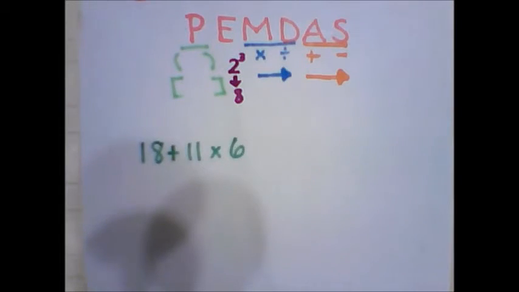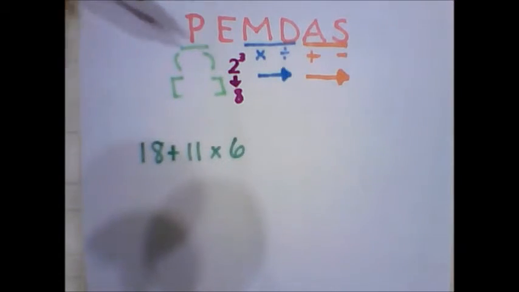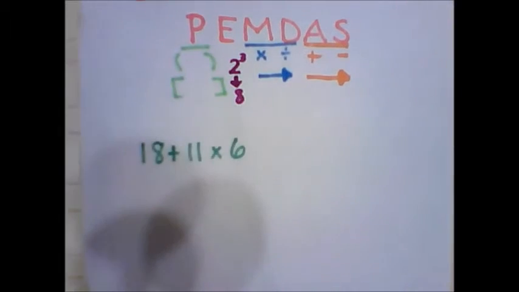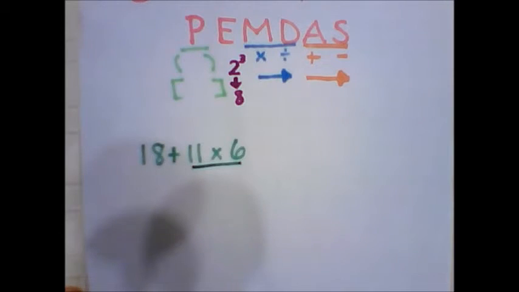So the first thing that we need to check is P. Are there any parentheses? No. Move on to E. Are there any exponents? No. Now we're going to look at multiplication and division as a whole. Do we see either? I see multiplication. So right here, I'm going to simplify 11 times 6. So we know 11 times 6 is 66.